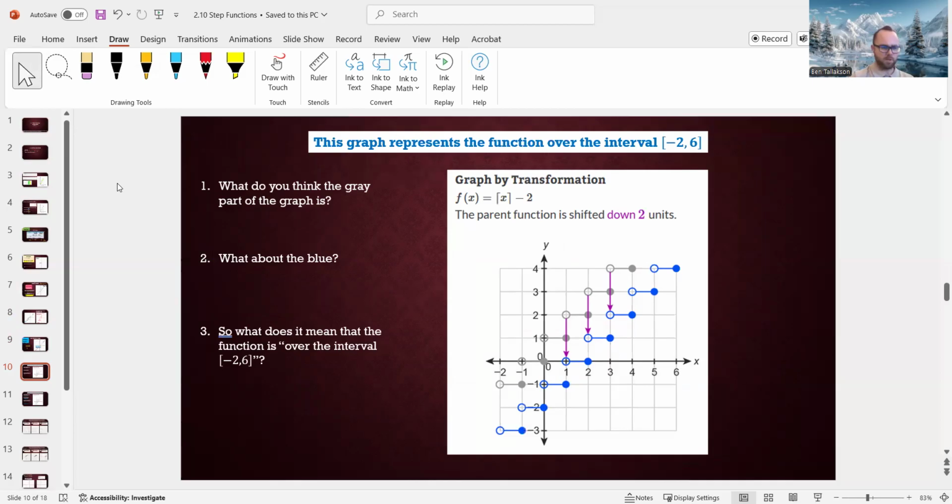So you've learned about some transformations, and you're no stranger to H and V, so let's see if you can answer a few questions here. It says the graph represents the function over the interval -2, 6. Hmm. So what do you think the gray part of the graph is? Look at the function carefully and look at where those line segments are carefully.